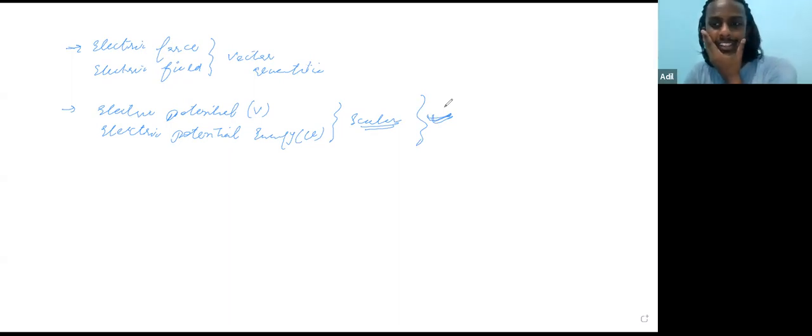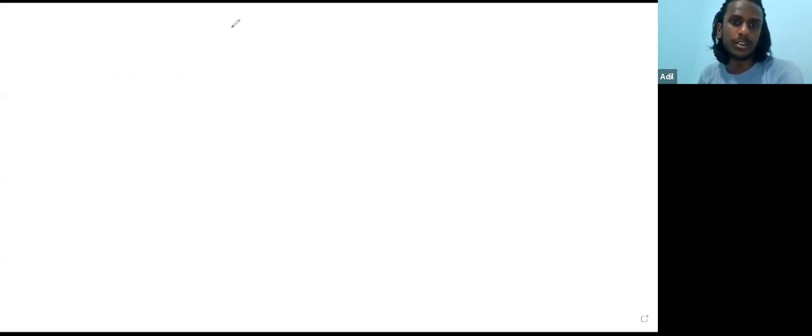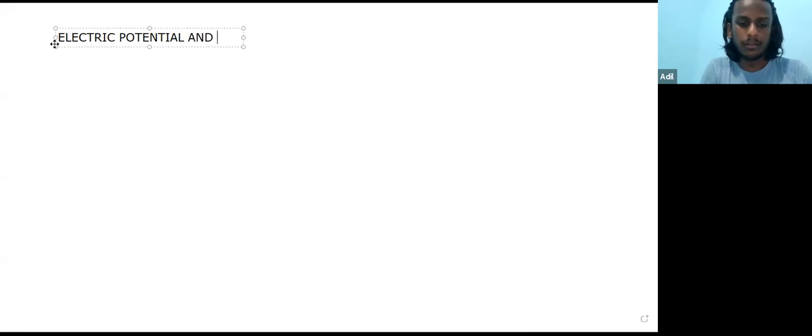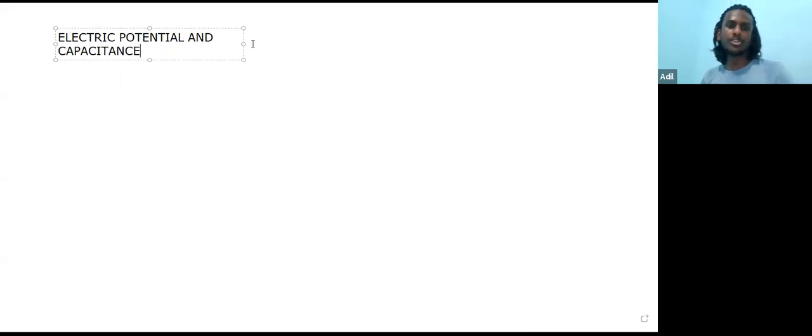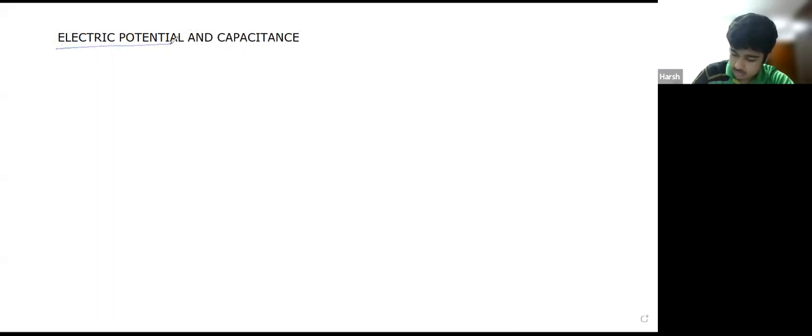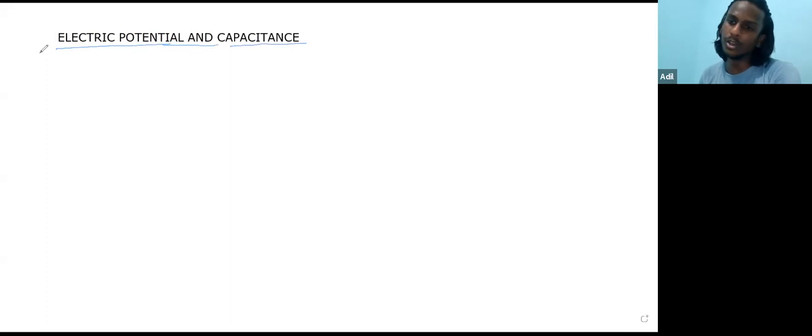So before starting this chapter, we want to recap some basic formulas related to work done, which we have studied in our previous classes of class 11. Please note it down, just one second. Electric potential and capacitance, right? This is our topic. Before starting this topic, we are going to recap some basic formulas.